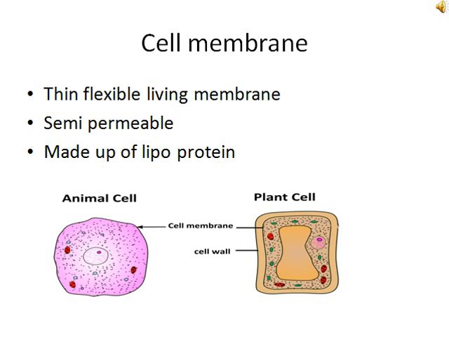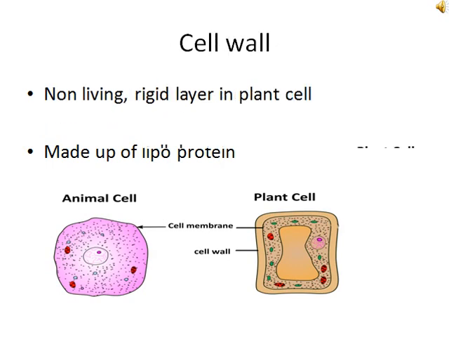Its main functions are to separate the contents of the cell from the surroundings. It regulates the entry of certain solutes and ions. It maintains the shape of the cell in animal cells. It is present in both plant and animal cells.